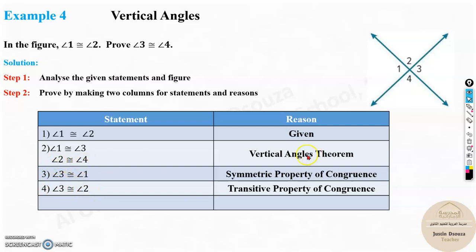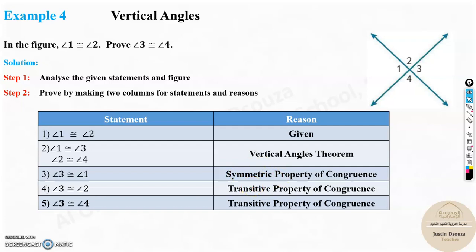Now look at this again, vertical angles theorem. We already stated 2 is congruent to 4. So 3 will be congruent. Instead of 2, write 4. Again, we are using the transitive property. So the only thing is, write the vertical angles, then it is just the symmetric or transitive property. Sorry, it is either, after writing the vertical angles, symmetric or transitive. So this is the way we can prove the angles.